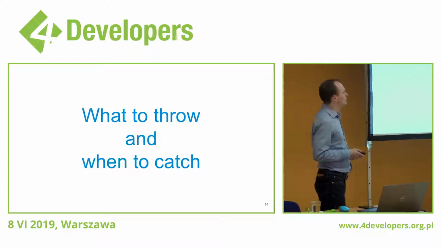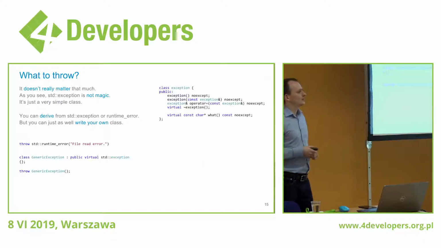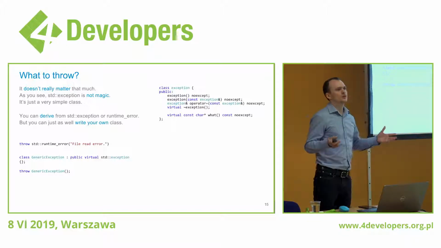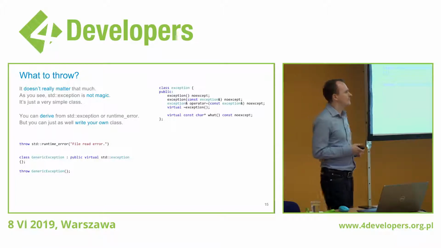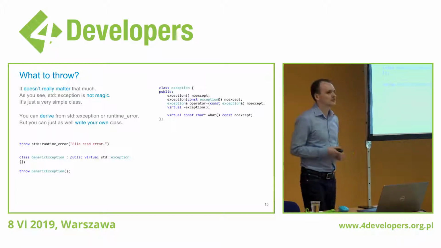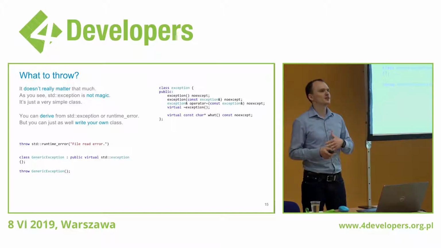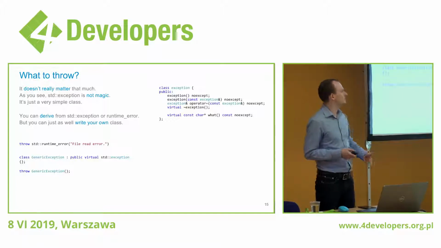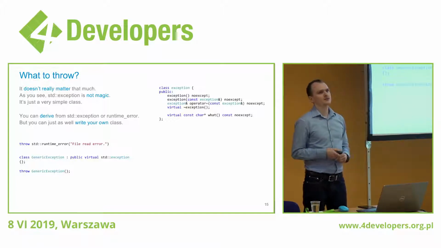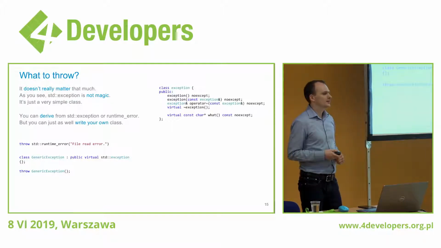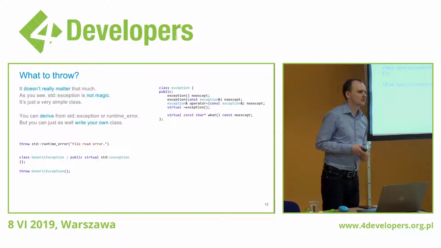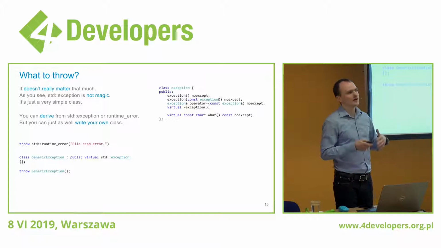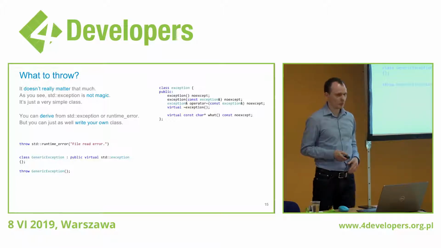Okay, so what to throw and when to catch? First of all, in C++, it doesn't really matter what you throw, because you can throw anything. The standard library has a standard exception type, but this type is not special in any way. You can use your own type, an empty struct. You can use anything. The simplest usable exception in the standard library is called runtime error, and it simply takes a message. You can throw runtime error, no problem.